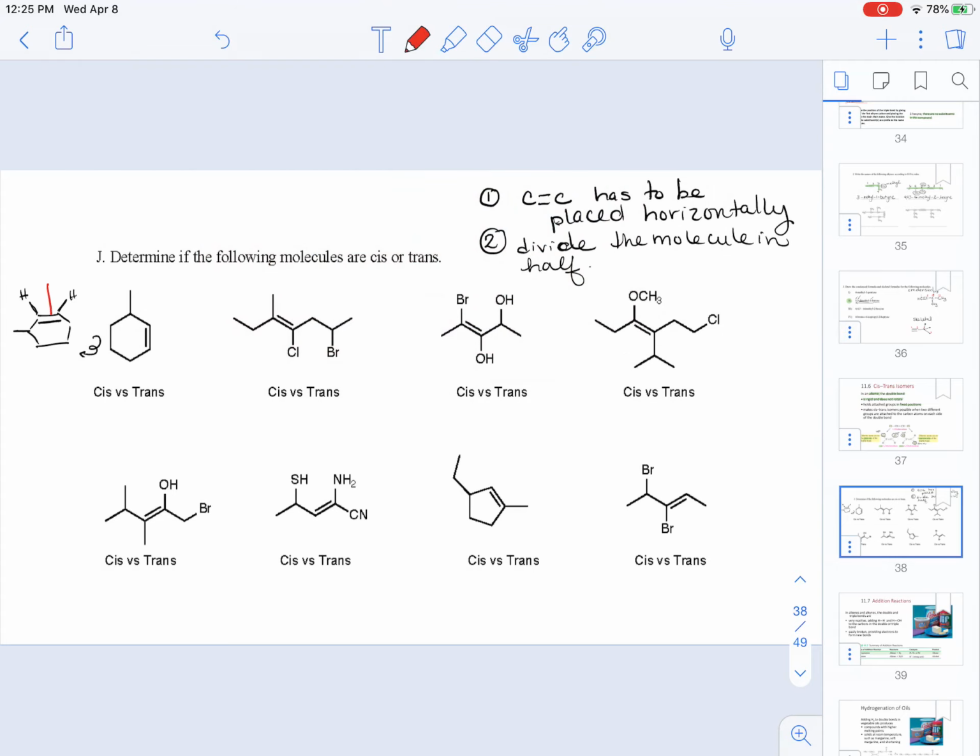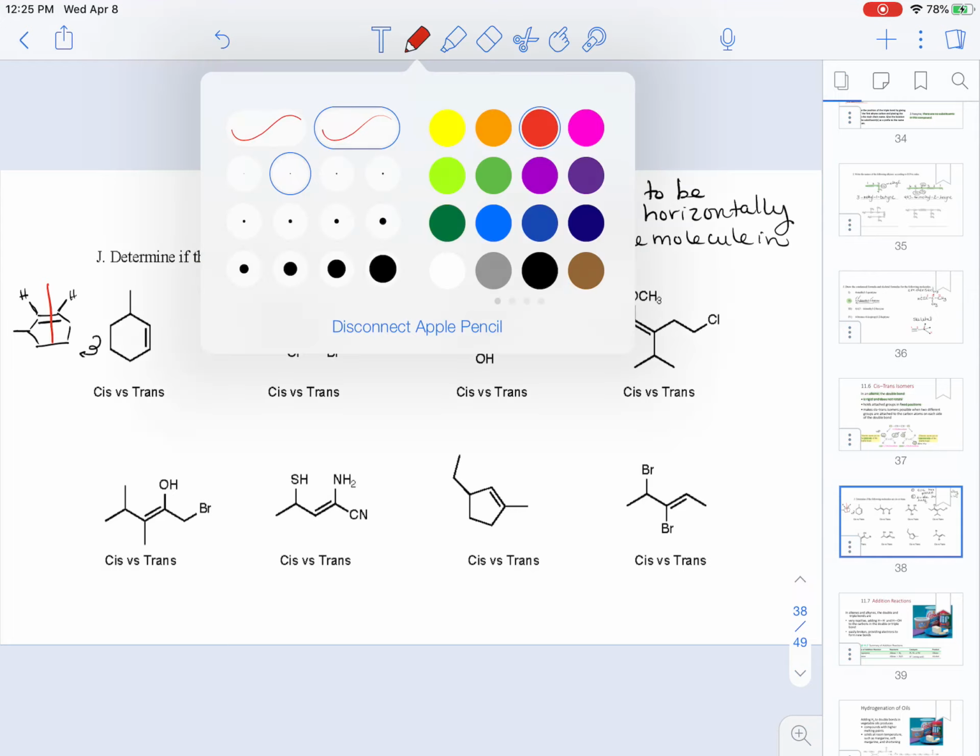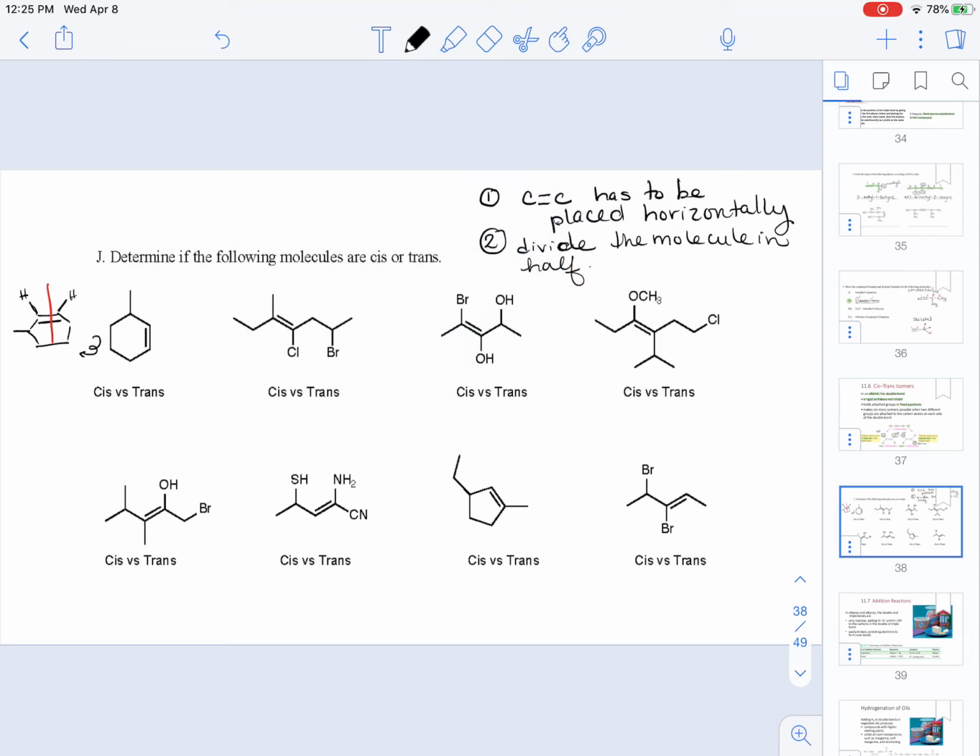So as you can see, I'm going to cut through the carbon-carbon double bond. Then I'm going to look at the atoms that are bonded on either side of those carbons. So what I mean by that is that this carbon atom is bonded to a carbon here in the bottom and to a hydrogen on the top.